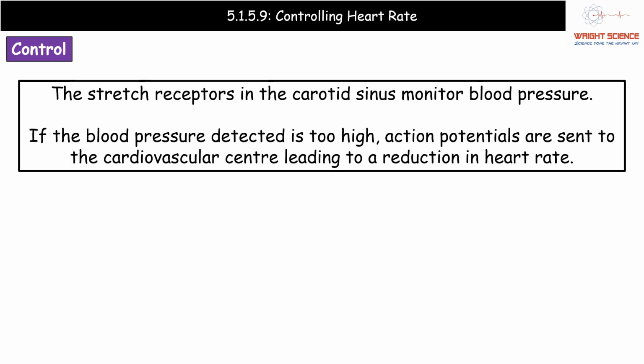It is also worth mentioning that the stretch receptors have another location in your carotid sinus, and those stretch receptors are going to be monitoring your blood pressure. If your blood pressure is too high, we need to reduce the heart rate because high blood pressure is potentially dangerous to the organism. So anytime that high blood pressure is detected, action potentials are sent to that cardiovascular centre again to send the signal to reduce the heart rate. Because if we reduce heart rate, we reduce the blood pressure as well.